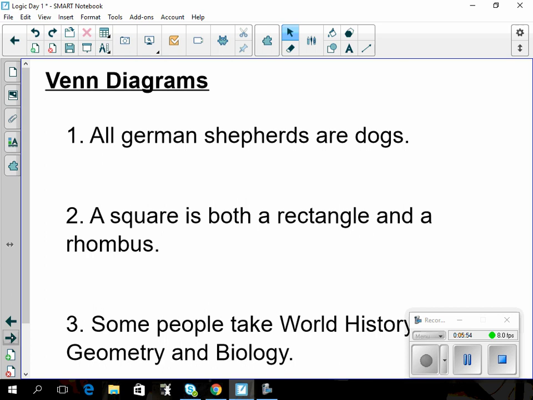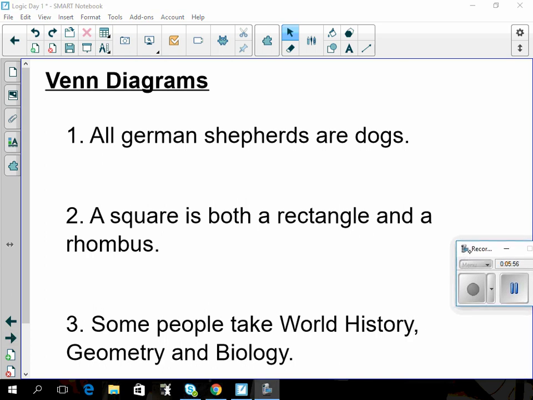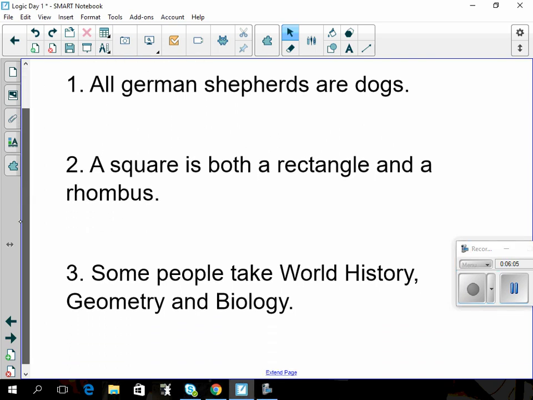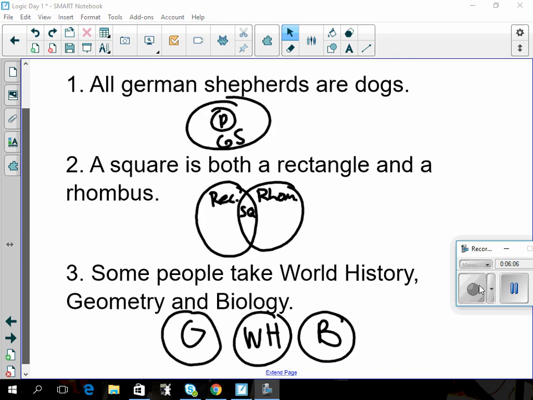So I'll pause the recording here for a minute, and maybe I can have three people come up and possibly draw the Venn diagrams that might go with each of these three scenarios. All right, so let's look at these three things, okay? All German Shepherds are dogs. So I kind of disagree with what number one says.